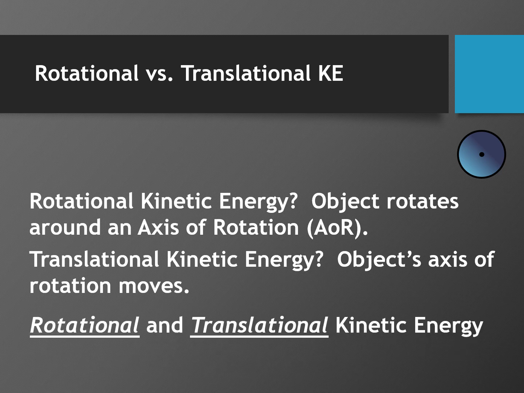Now if we have both of them, if we have rotational and translational kinetic energy, that means its axis of rotation is moving and it's rotating around its axis of rotation. So kind of like a ball that is rolling will have a rotational kinetic energy and a translational kinetic energy.